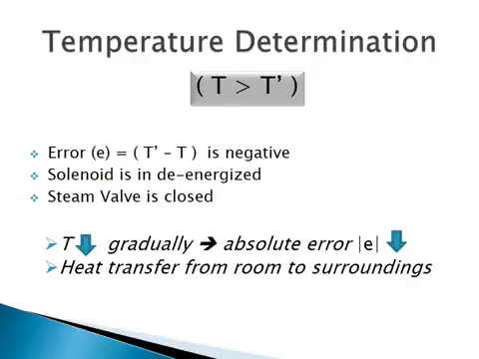In situation 2, the controlled variable T assumes a value above the desired temperature T dash, that is, the error E is negative. In this situation, the solenoid is de-energized and the steam valve is closed. As T is gradually decreasing, the absolute error is also decreasing. This happens because of the heat transfer from the room to the colder surroundings.